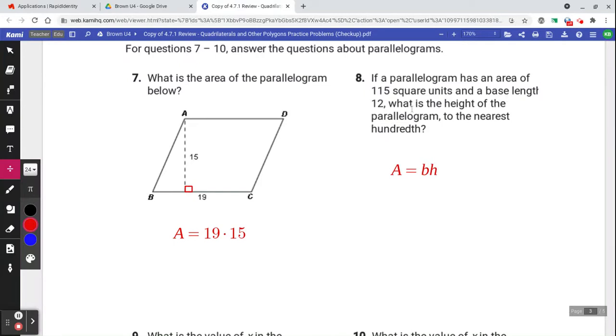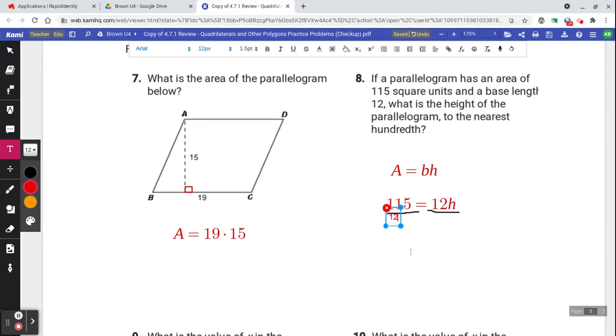And the base, they tell us, is 12. So we have the base, we have the B, we have the A, 115. They want us to find the height. That's the variable that we don't know. So we'll plug everything in that order. We have 115 is equal to the base 12 times the height. And to solve for the height, all we need to do is divide out that 12.